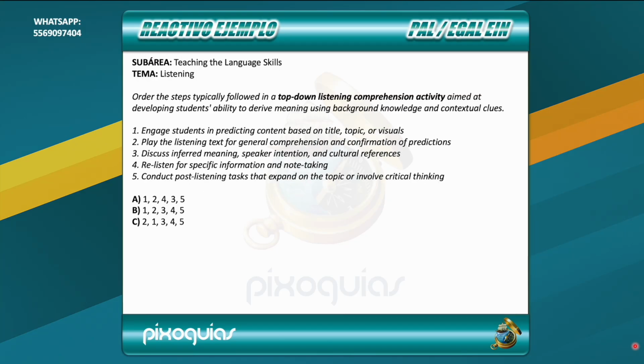Now we'll let you answer this exercise on your own. This is an exercise from the sub-area Teaching the Language Skills, and the topic is listening. It says, order the steps typically followed in a top-down listening comprehension activity aimed at developing students' ability to derive meaning using background knowledge and contextual clues. Now we'll let you answer this exercise on your own.